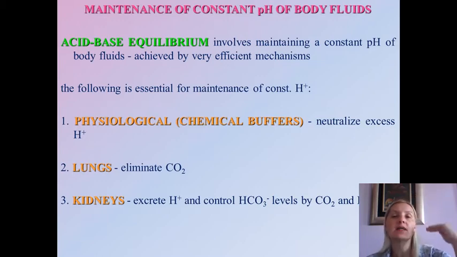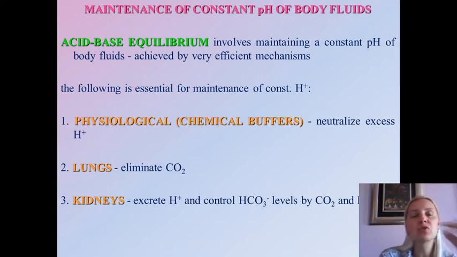So we're going to start step by step. First, we're going to introduce chemical buffers and their properties in maintaining pH, then we're going to talk about respiratory control, and then we're going to continue with renal control. This first part of the lecture is going to focus on the first two mechanisms, and then in part two we're going to focus on renal control of pH.